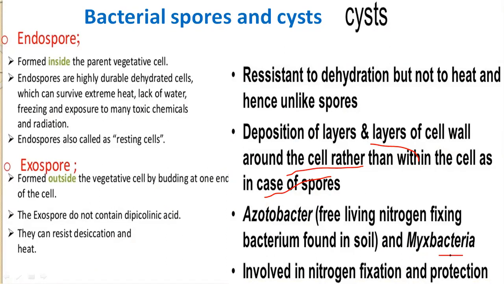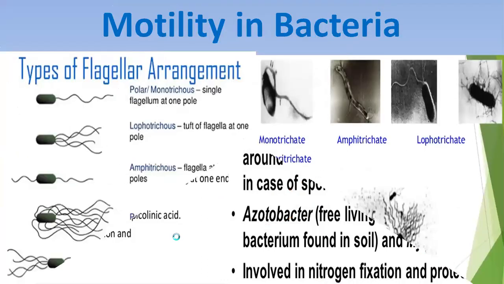Myxobacteria and Azotobacter do this process, and they are involved in nitrogen fixation, and they give protection as well. We have seen endospore formation and exospore formation. In exospores, budding at one end of the cell makes the filament, and exospores do not contain dipicolinic acid. They get resistance against desiccation and heat, but not higher temperatures.